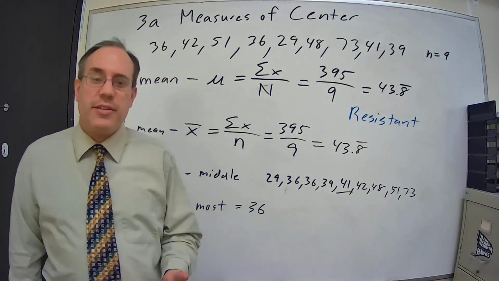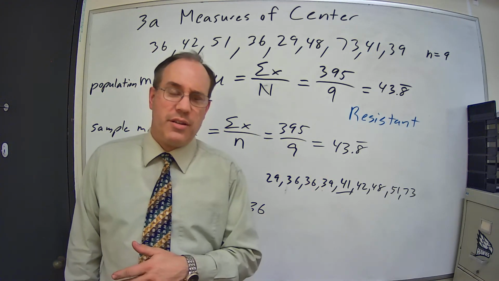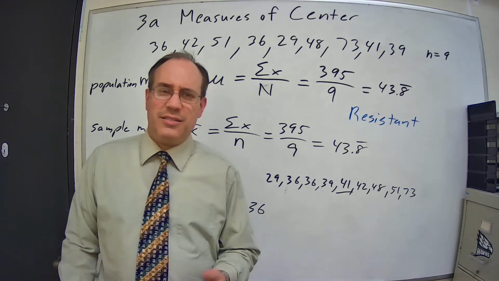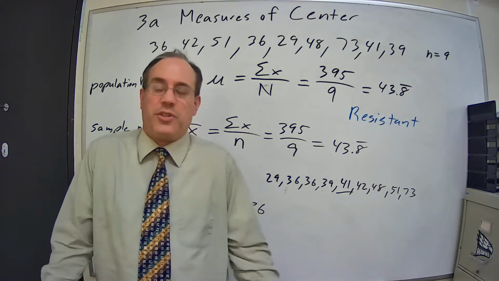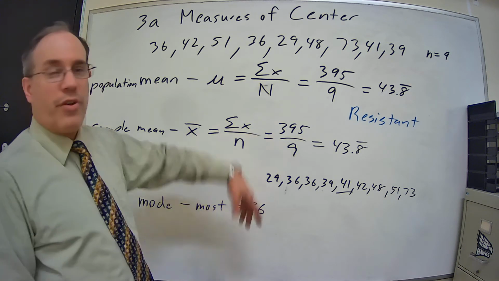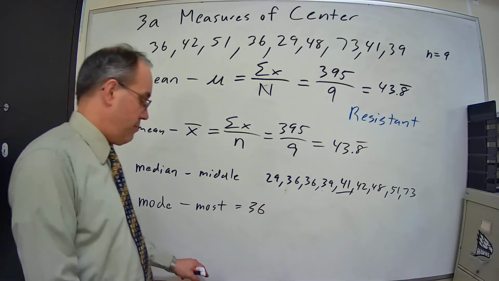By common sense, we can see that if something occurs the most times, it's the most frequent thing to occur. That's not an extreme data value, that's a data value. It's what's occurring the most. So median and mode are very resistant, mean is not resistant. Keep those in mind.